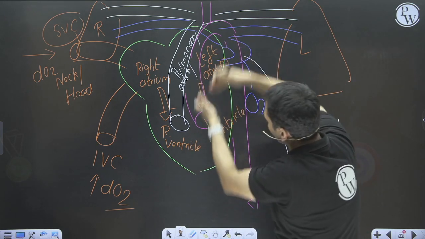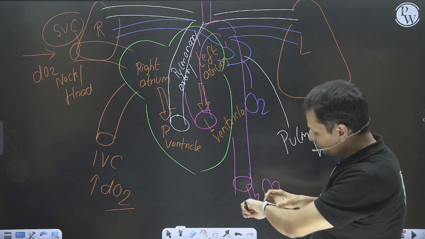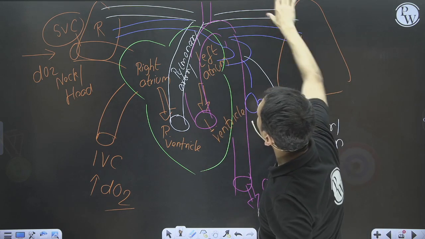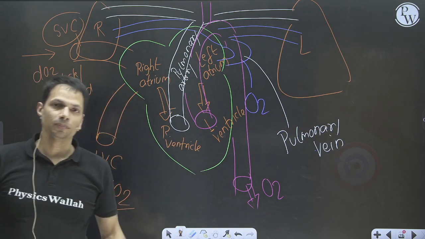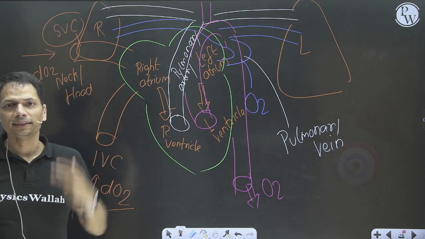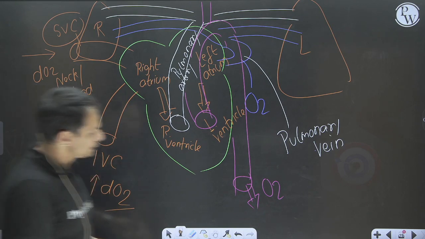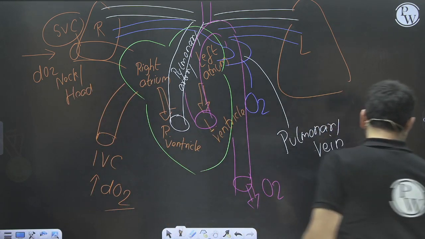From the left atria, it goes to the left ventricle. From the left ventricle, through the aorta, it distributes the oxygenated blood to the rest of the body, and also includes the head and the neck region, okay. So this is basically what the entire flow of the blood is.